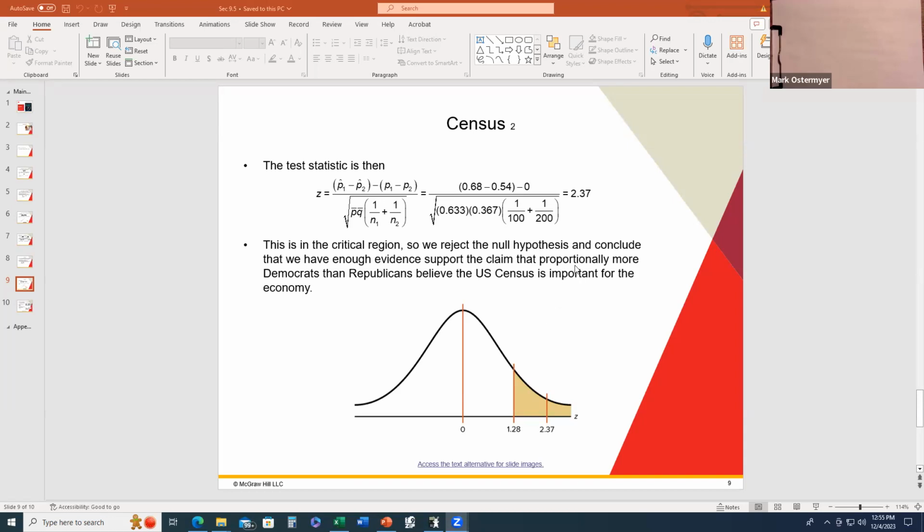And notice that the test statistic of 2.37 happens to find itself in the upper tail rejection region, being greater than the critical Z value of 1.28. In fact, it is quite a ways away from 1.28, which indicates that this is a rather conclusive test, such that we would expect the p-value to be rather small when doing the test using the calculator.